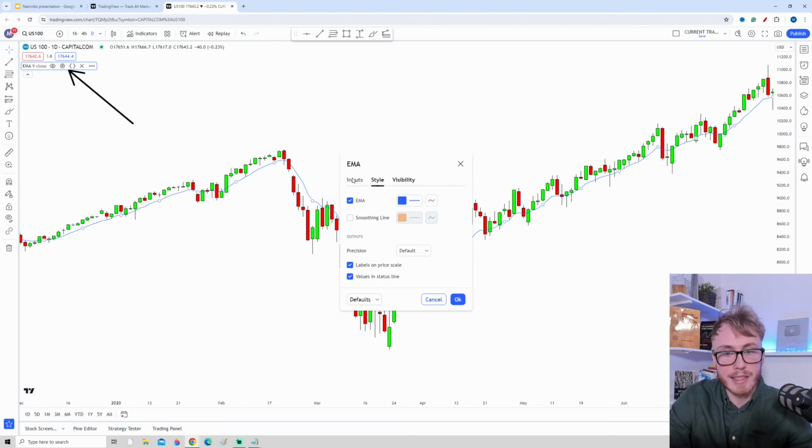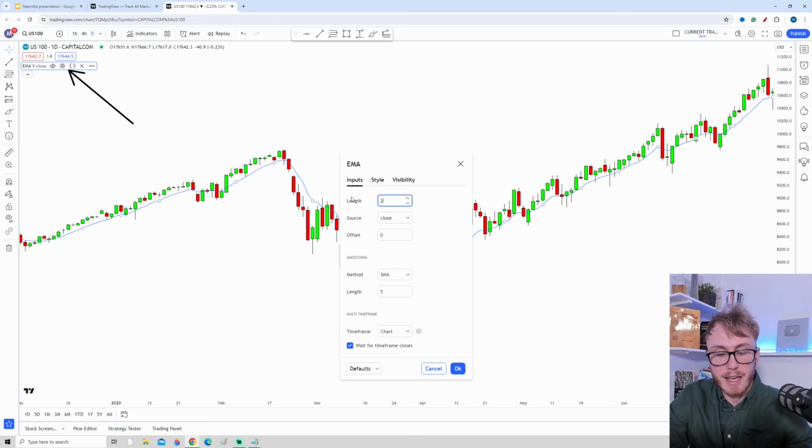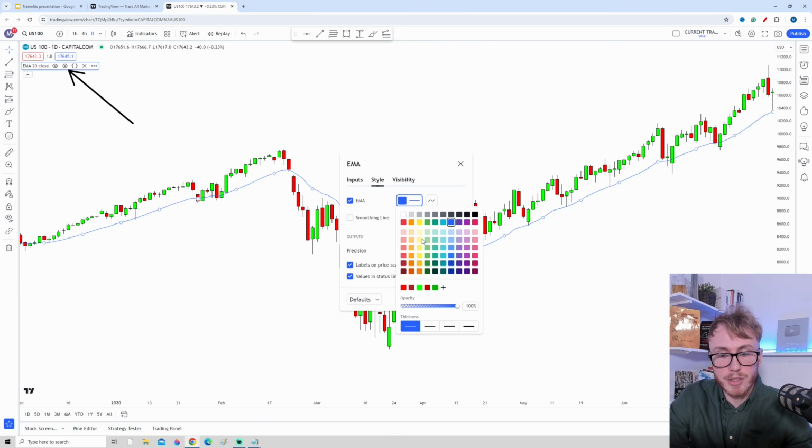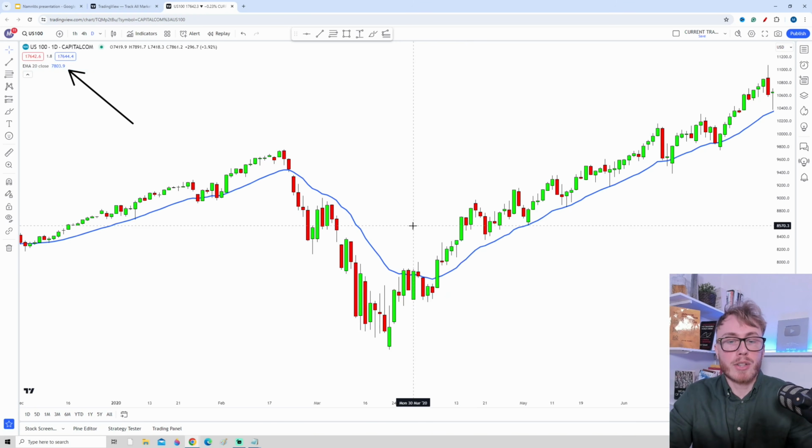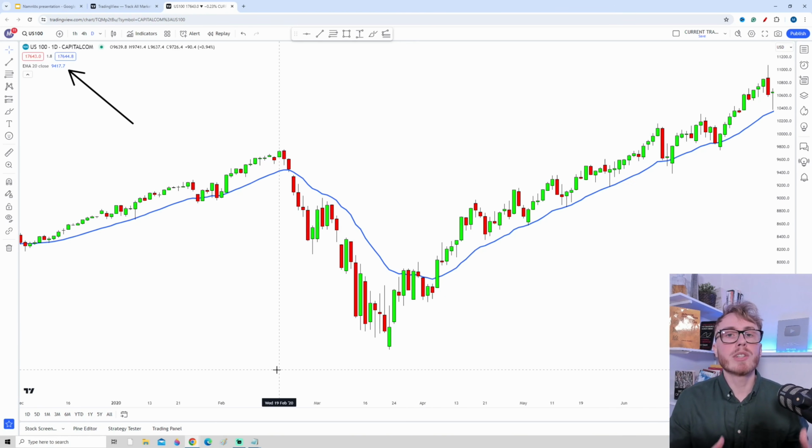We go up here to the settings tab, go to inputs here, and let's, for example, choose 20 for this example. And I also just want to make this one a bit clearer so you guys can see. Okay, so now we have an EMA 20 here on the chart. And in order to understand how the EMA works, I think the best way to demonstrate this is to compare it with the simple moving average.